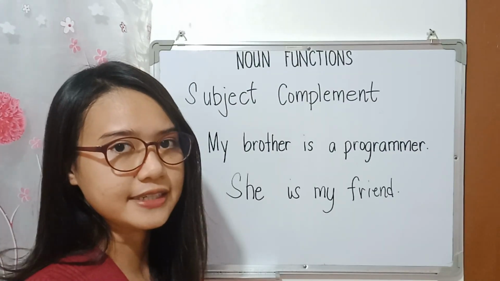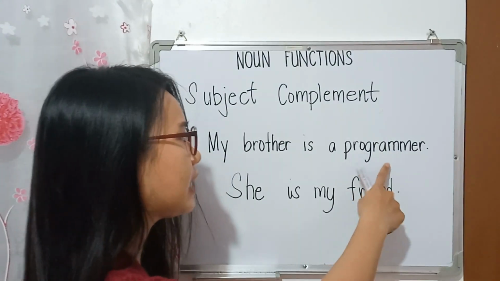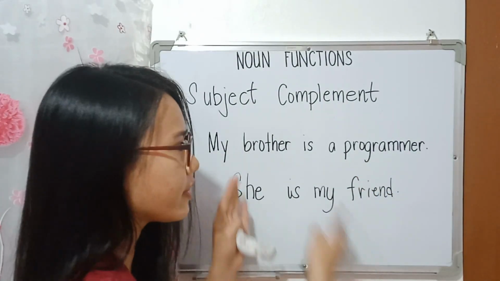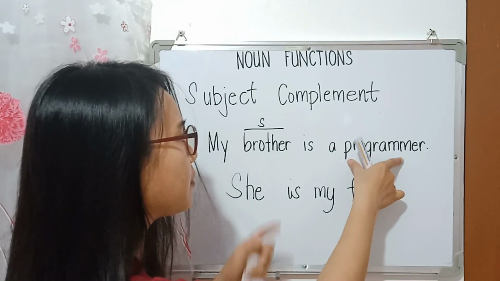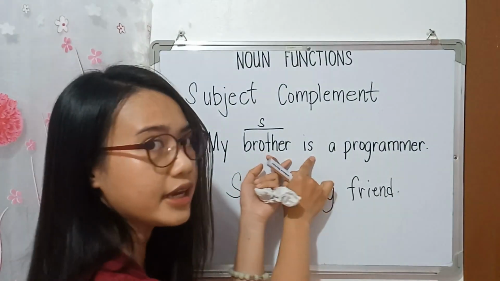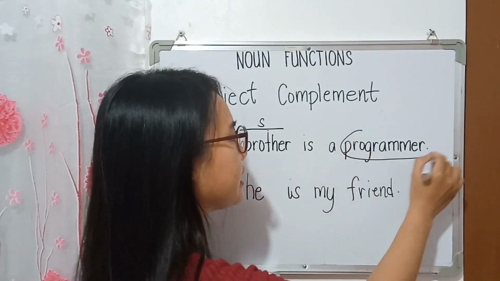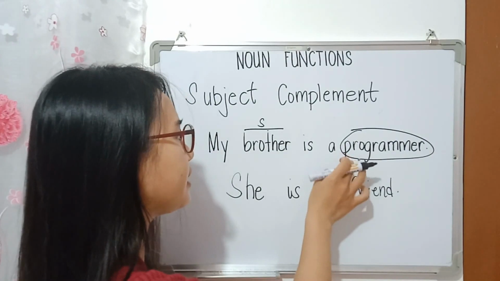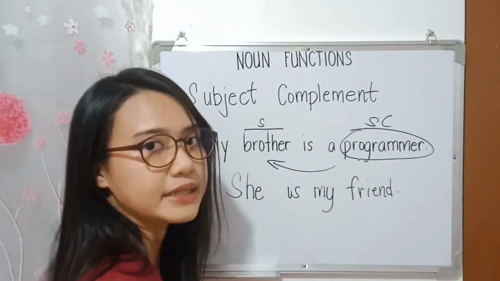In the first sentence, we have two nouns, brother and programmer. Now, we're talking about my brother, and therefore this is a subject. The word programmer here completes the subject, and it is linked by a linking verb. Okay? My brother is the programmer that I'm pertaining to, and the programmer here is my brother. So this one is the subject complement.